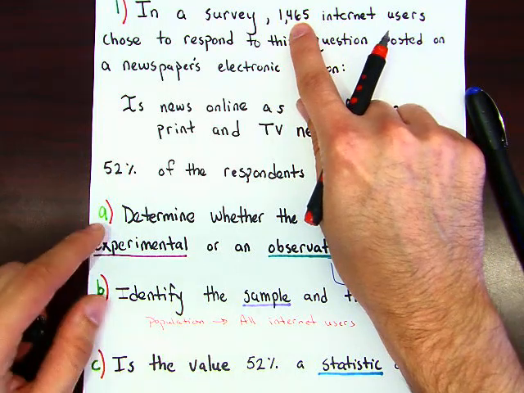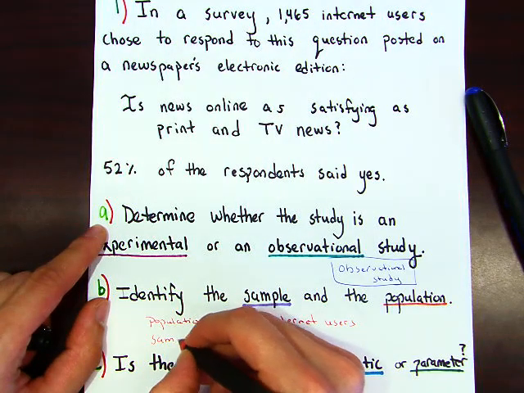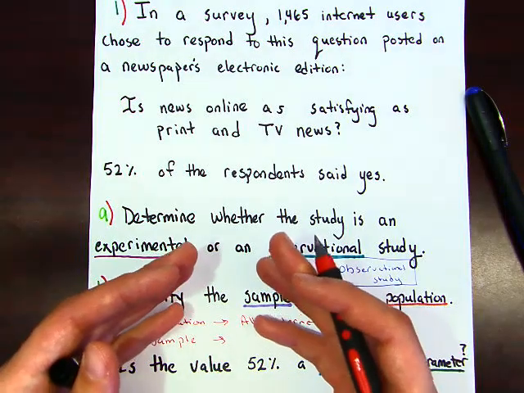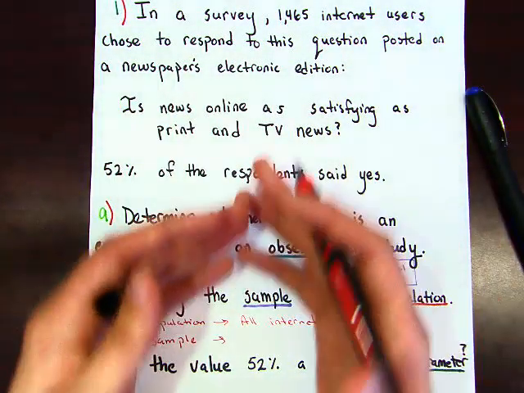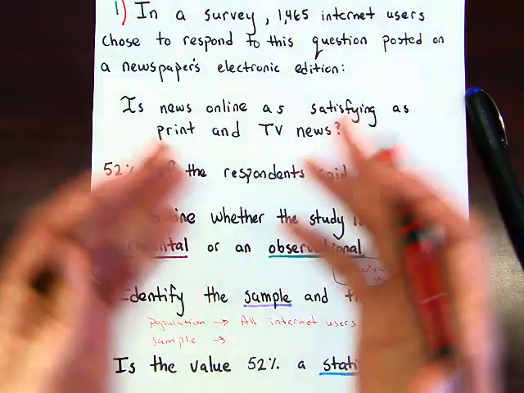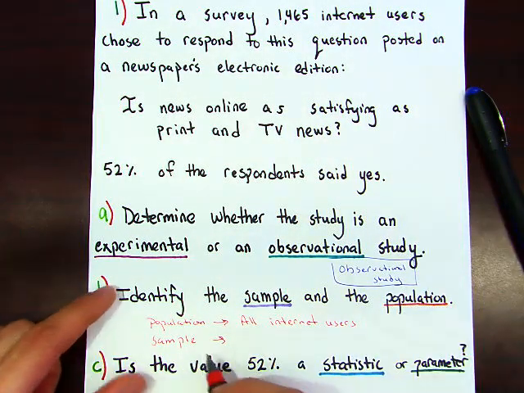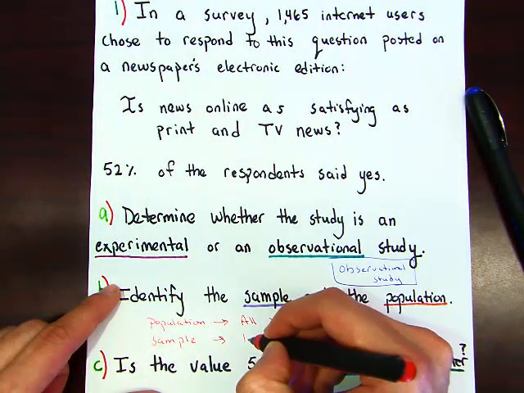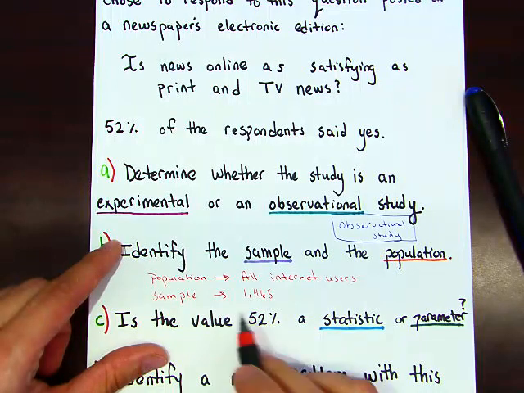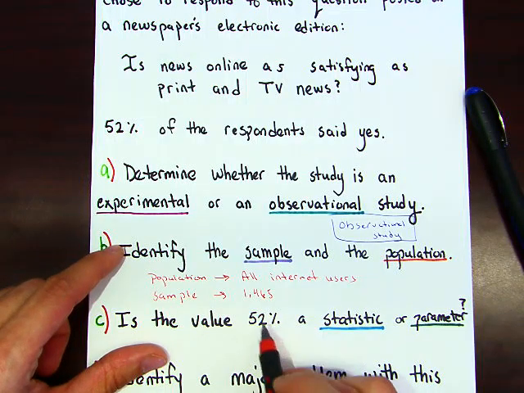This 1,465 will refer to the sample, because the population is talking about all the internet users in the whole world. You have to think big picture for population, and a sample would just be this 1,465. Now, we look at this 52% value.